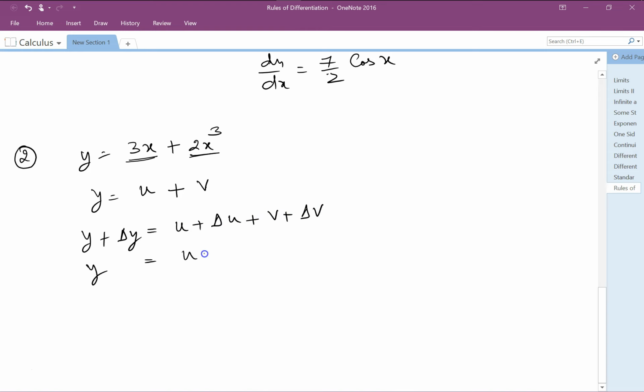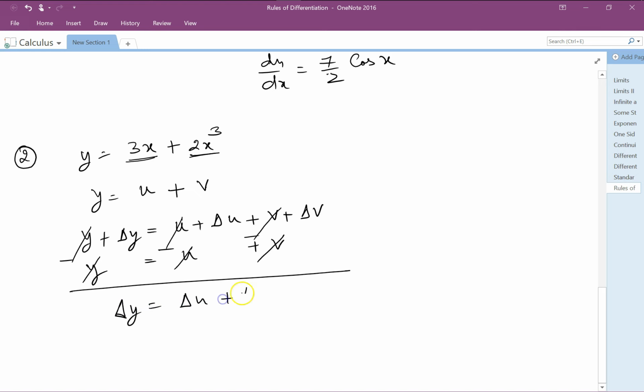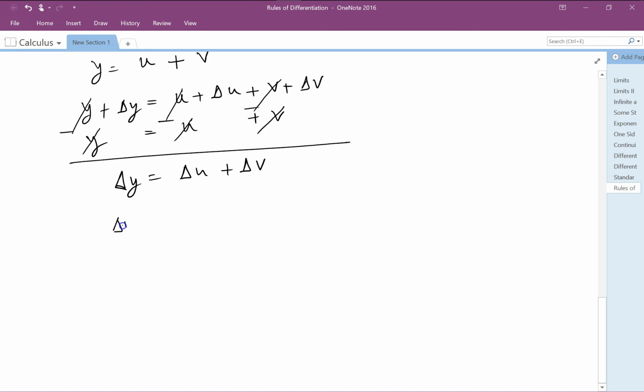Let's bring in the other one, u plus v. Let's subtract. So this disappears, this disappears, this disappears. So we are left with delta y is equal to delta u plus delta v. Now we want delta y by delta x. So divide by delta x: delta u by delta x plus delta v by delta x.